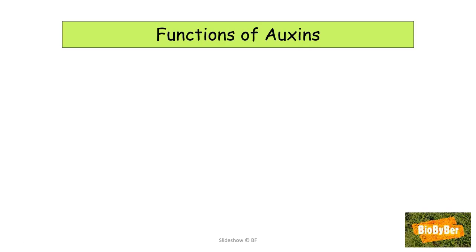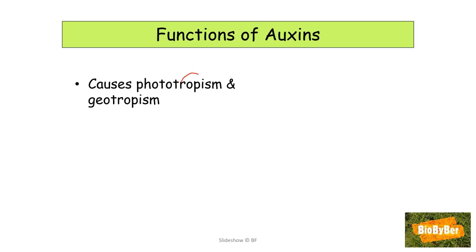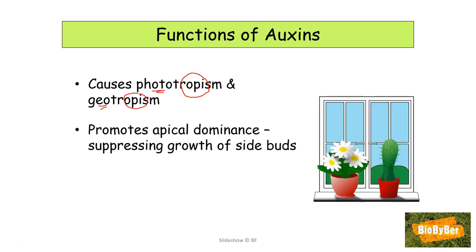What are the functions of auxins? Well, auxins cause phototropism and geotropism. You might remember this from our previous video. Tropisms are growth responses to stimuli in the environment. A phototropism is the growth response to light, and geotropism is the growth response to gravity. And auxins are responsible for these responses.